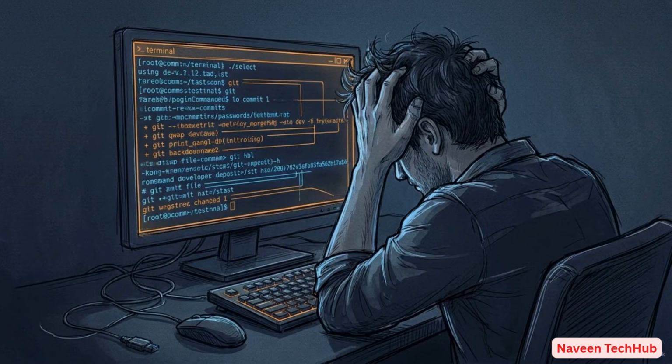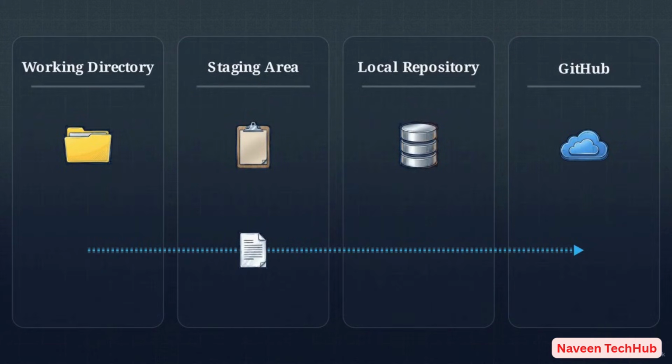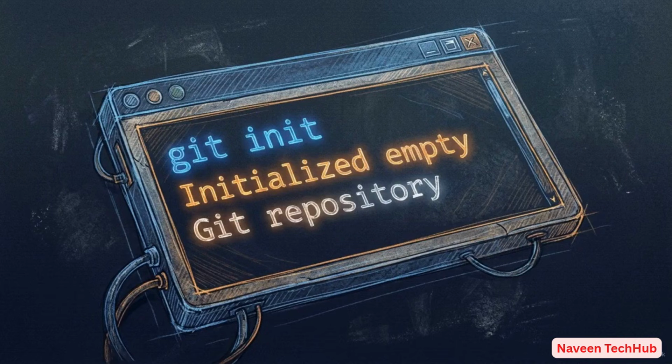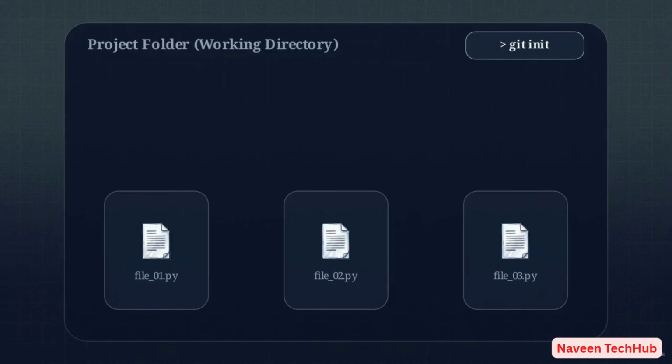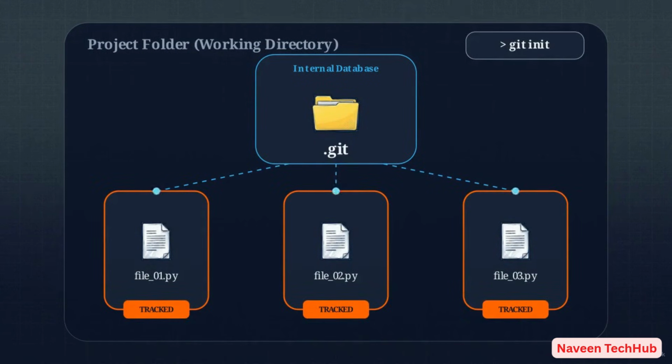Many developers struggle with Git because they try to memorize terminal commands in a vacuum. To avoid that, we are going to focus on how a file physically moves between these 4 locations as you work. Step 1 is initialization. Running the command git init creates a hidden folder called .git inside your project directory. This tells the software to start internally tracking any changes made to the files in that folder.